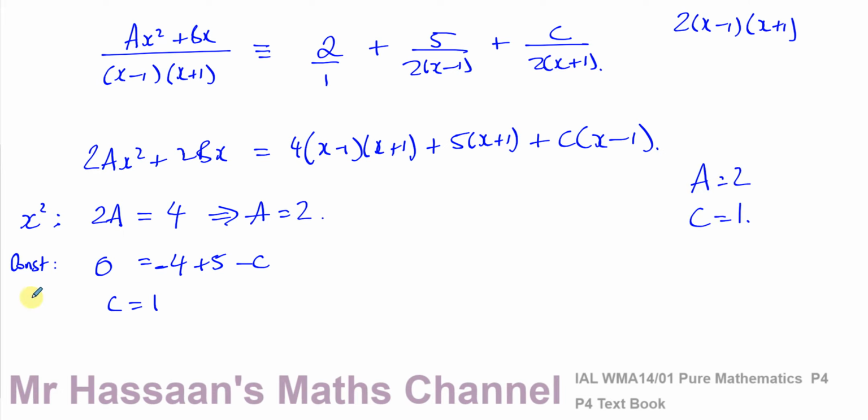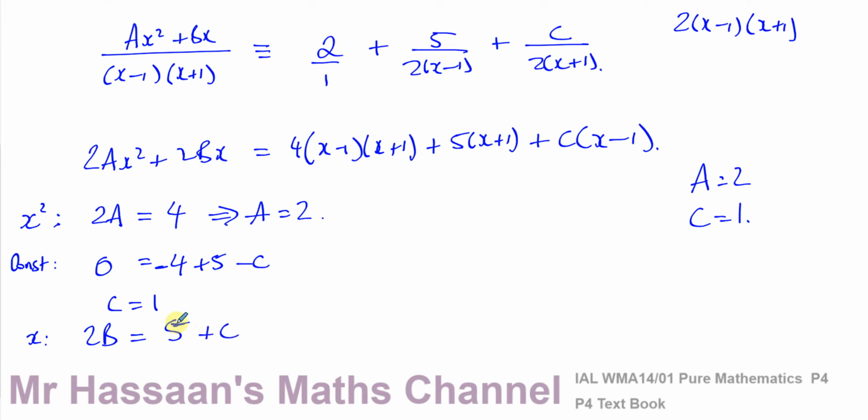Now what we're left to find is b, and it's quite obvious that if we look at the x terms, that's going to help us find b, because b is going to have a coefficient of x here. If we compare the x's, on the left side there are 2b x's, and on the right side, if you expand this, the x term is going to disappear. You'll have x squared minus 1, so there will be no x term when you expand this bracket. So you'll have 5 from here, and plus c from there.